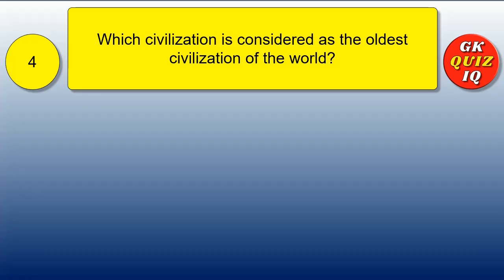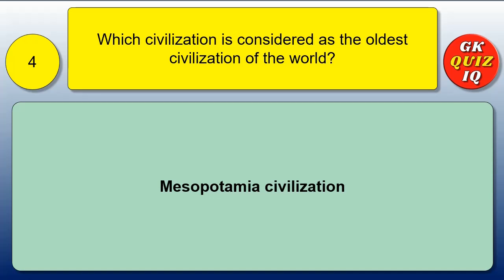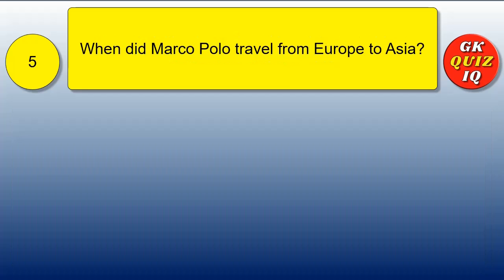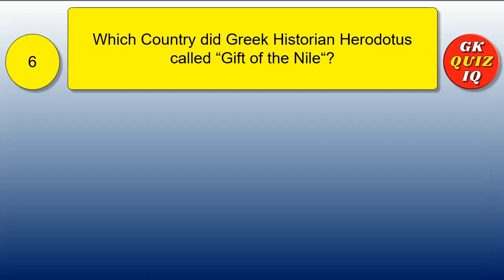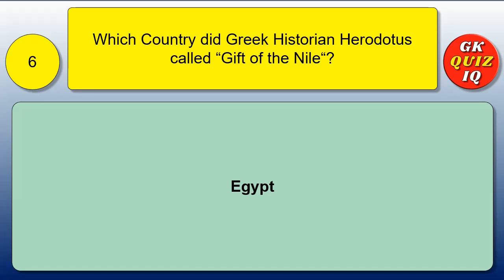Which civilization is considered as the oldest civilization in the world? Mesopotamian civilization. When did Marco Polo travel from Europe to Asia? 1271 to 1295. Which country did Greek historian Herodotus call gift of the Nile? Egypt.